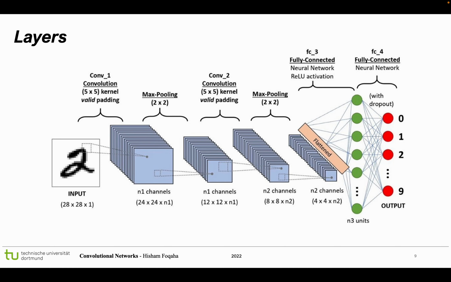So let's take a look at this image. We're going to start by feeding our network an image. As you can see, we have here an image of the number 2, and this has a dimension of 28 by 28 by 1. So we take this input and we feed it into our first layer. The first layer is going to be the convolution layer.